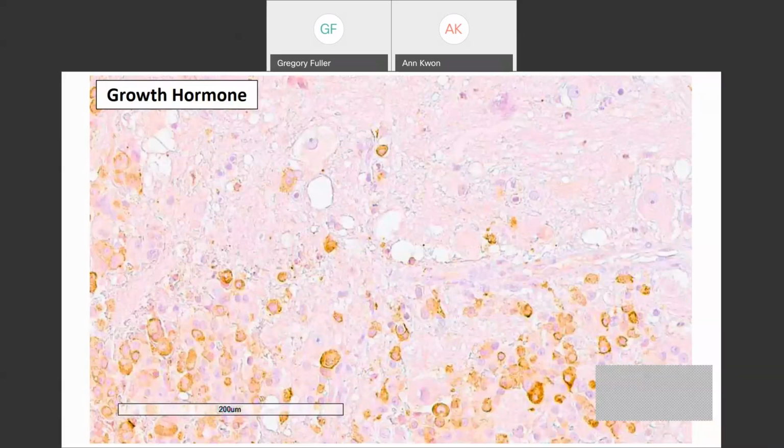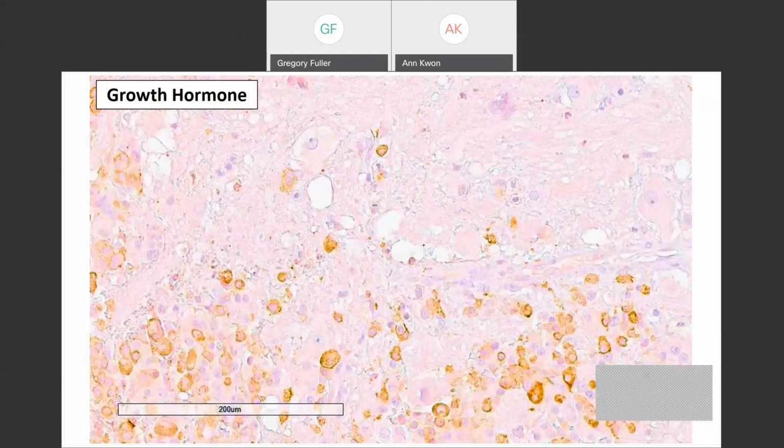Wait, what are we talking about? We're talking about a somatotroph adenoma. The somatotroph adenoma expresses growth hormone. What would be something related to growth hormone that the ganglion cells might express? And you may not know this. All right, TSH, Dr. Trivedi.